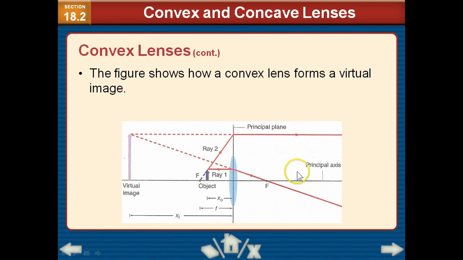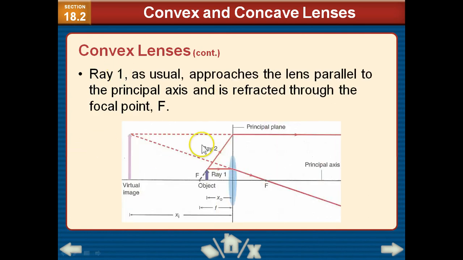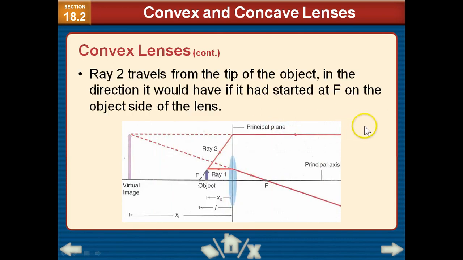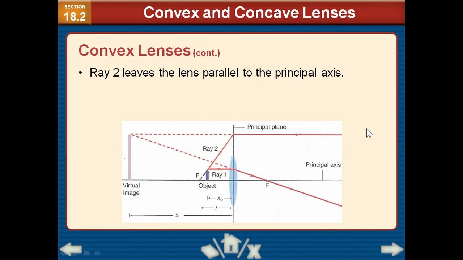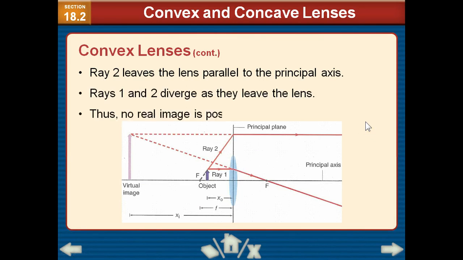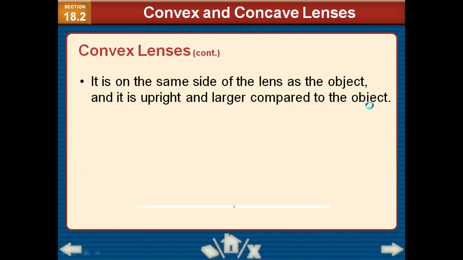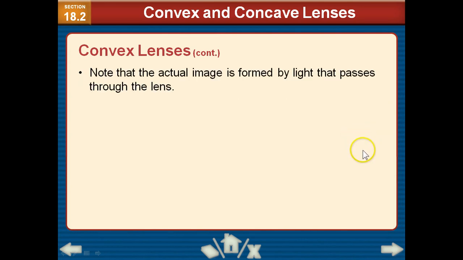So here we can see that these are spreading out. No image forms on this side, but if you backtrack them, you'll see that a virtual image is formed over on the other side. The virtual image is larger than the object. That's how a microscope works. And here again, we have ray 1, ray 2. This just talks you through what I just talked about, but I've already explained them. So again, no real image is possible, but if you draw the lines back, you get the virtual image. And it's on the same side as the object, it's larger, and it's the same orientation, right side up.